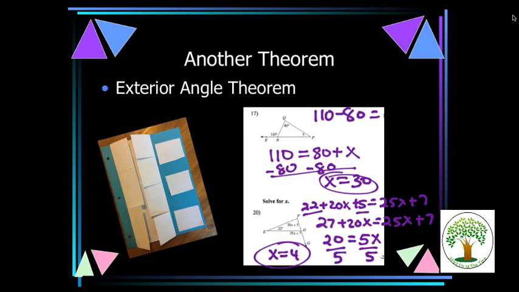Some of those vocabulary words that we started out with at the beginning, some of those are new for you, some of them are not new. I think this exterior angle theorem is probably new for everyone. I'm not for sure. Okay?